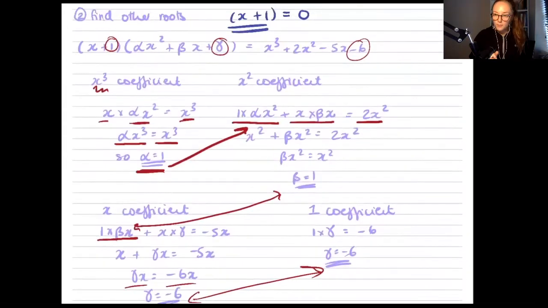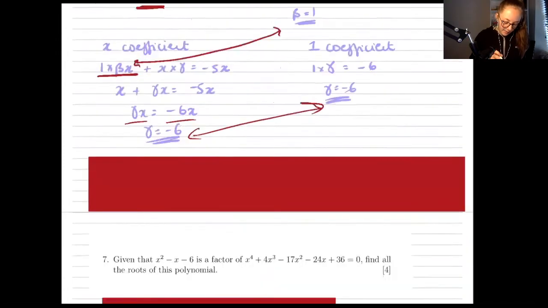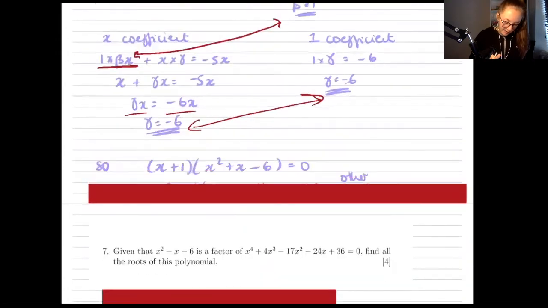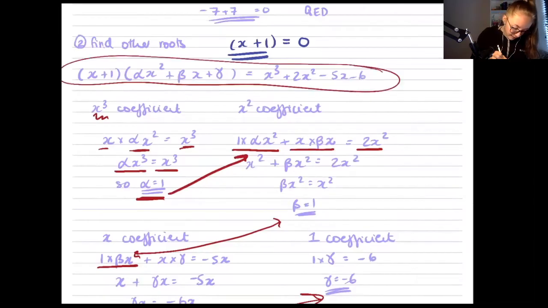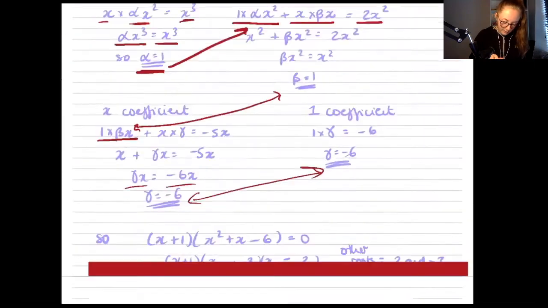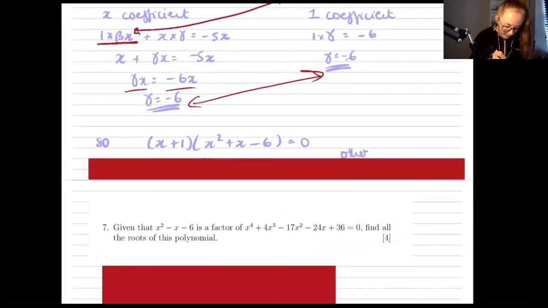Next, what we want to do is stick what we've just worked out, the alpha, the beta, and the gamma, back into our standard equation that we created up here, so that we can see what this looks like in numbers. So if we stick in our alpha, beta, and gamma, alpha is 1, so we have just x squared, beta is 1, so just an x, and then gamma is minus 6, so minus 6.